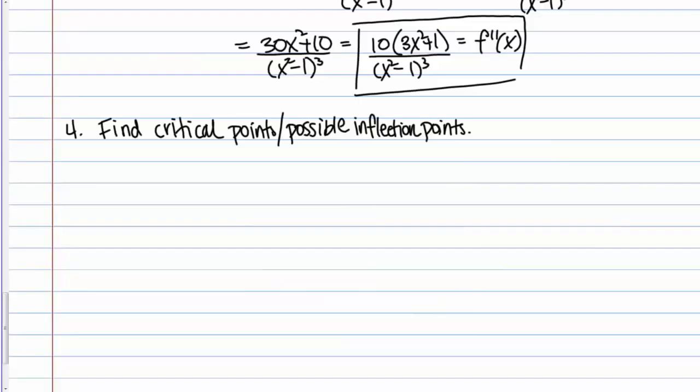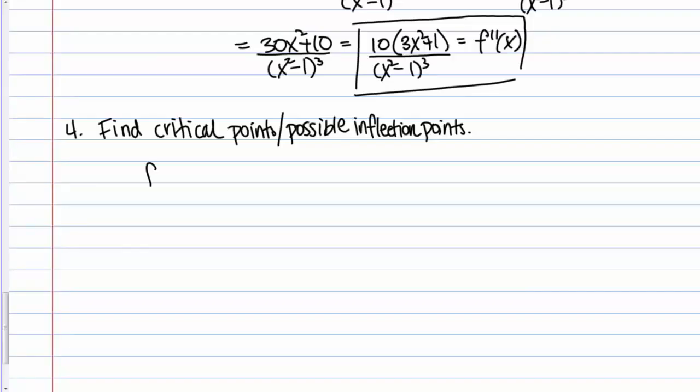In step 4, we want to find the critical points and possible inflection points. So just as a quick review, critical points are the points where the derivative equals 0 or the derivative does not exist. And these are the possible local max and mins of the function. That's why we're interested in them. And then the possible inflection points, those are kind of like the critical points, but with the second derivative. Those are the places where the second derivative equals 0 or the second derivative does not exist. And of course, we're interested in them because they are possible inflection points, places where the concavity might change. Okay, so let's start with the first derivative.